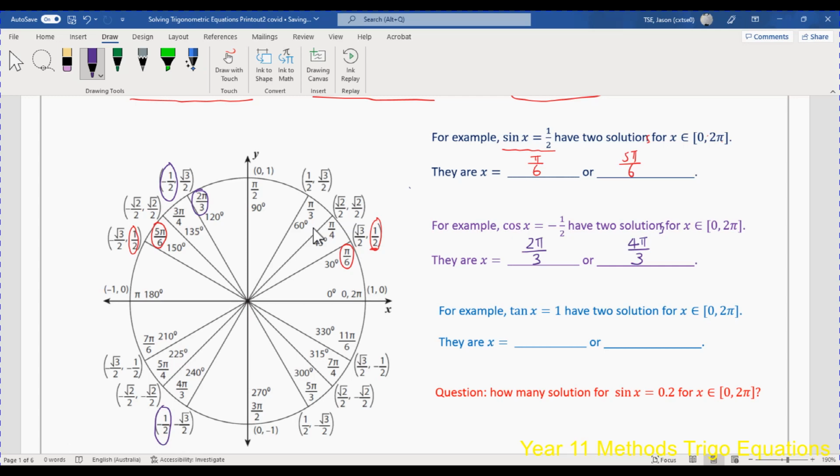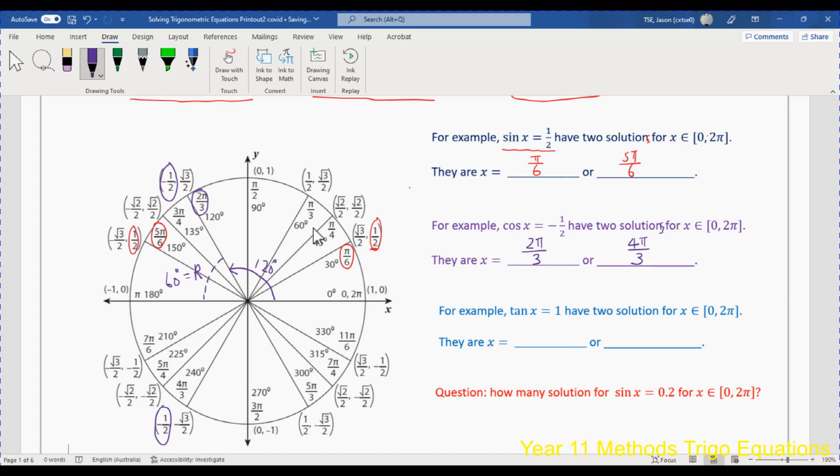So again, what's the common thing for these two angles? You can see for both angles, for example 2 pi over 3, or 120 degrees, here's the angle, right? But how about its reference angle? Its reference angle is here. That's the reference angle for 2 pi over 3, or 120 degrees. And that reference angle is 60 degrees.